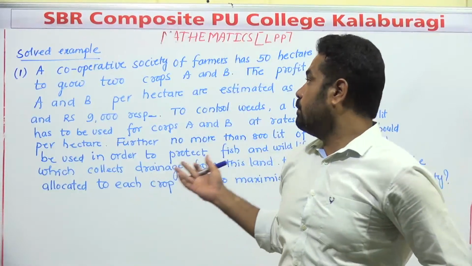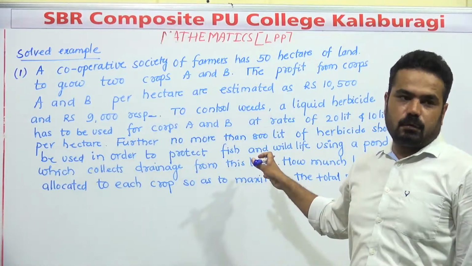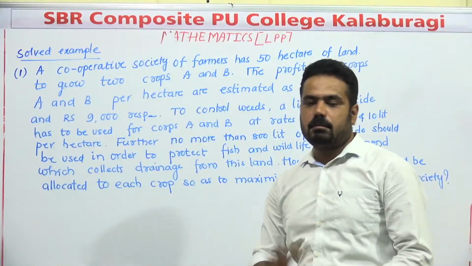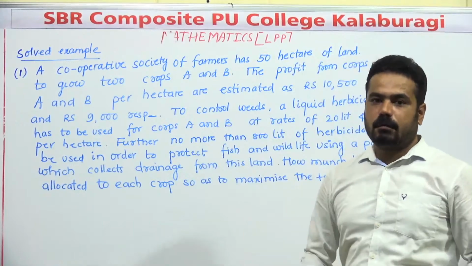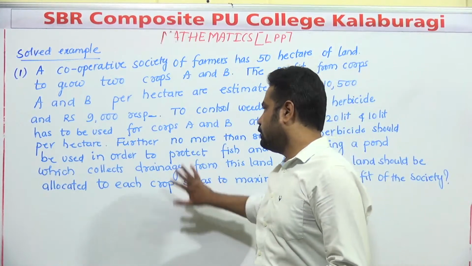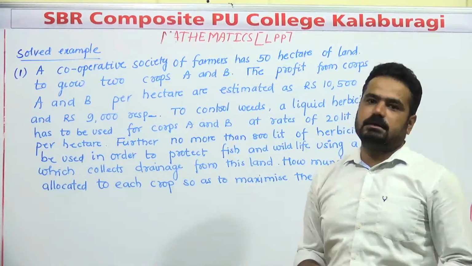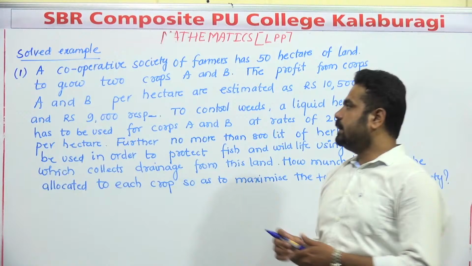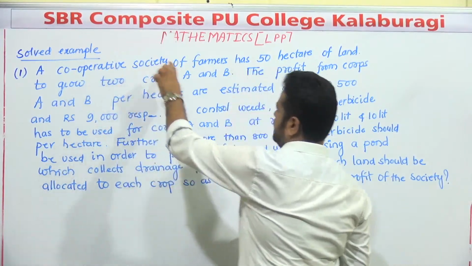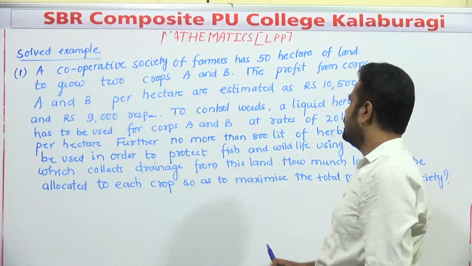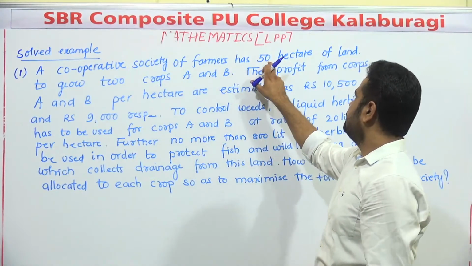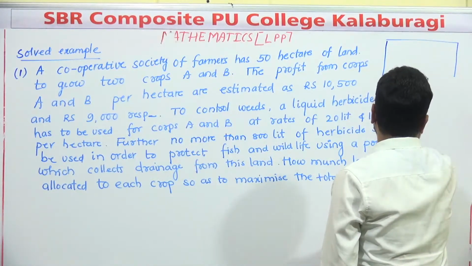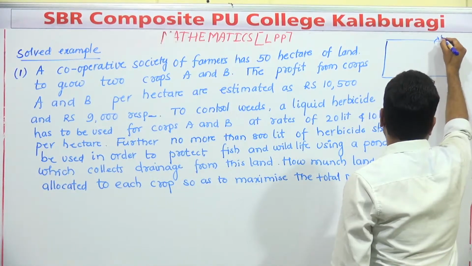Now, the given problem, the given wordings in the word problem. Convert this word problem into a mathematical formulation. This is very easy to convert. First, observe what this problem is. We have one cooperative society of farmers. That society has 50 hectares of land. Totally how many hectares? 50 hectares.